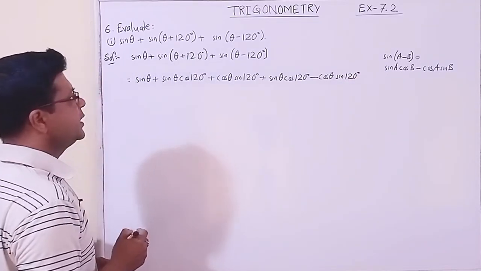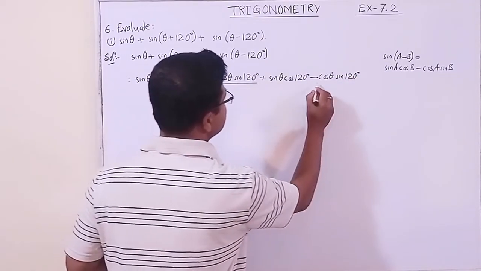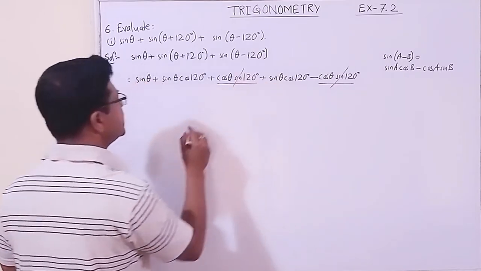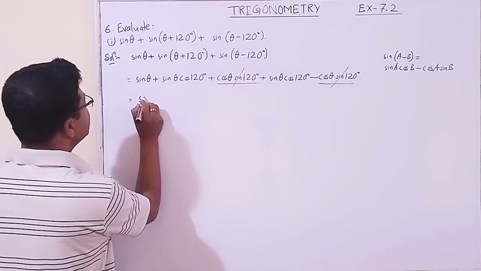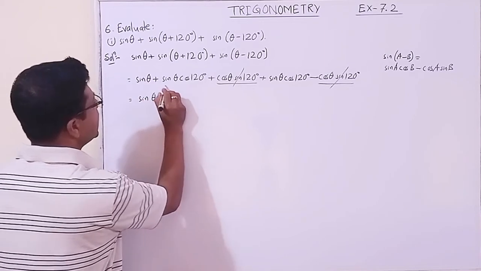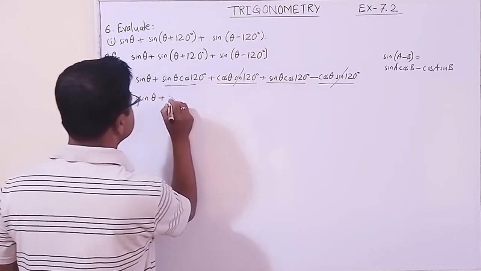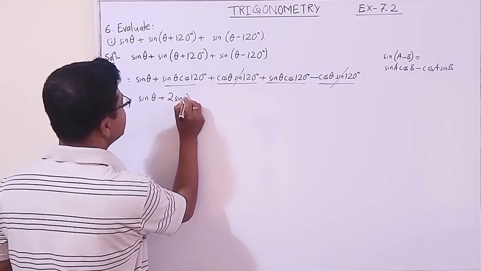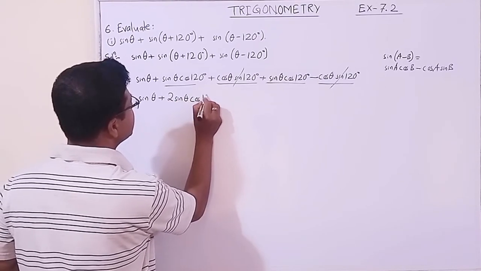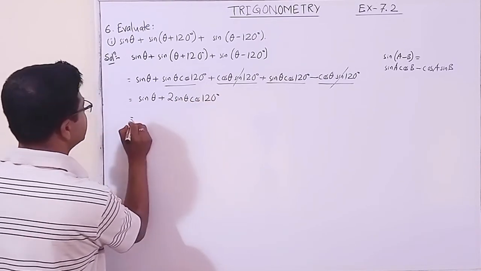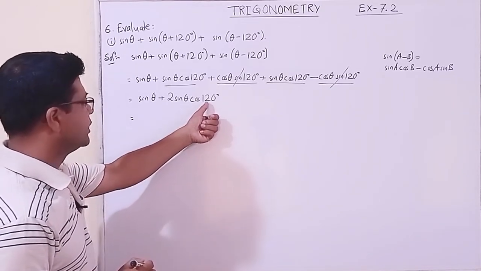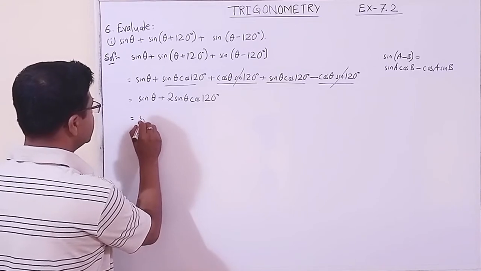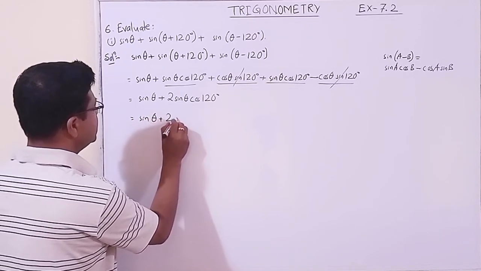Now can we cancel anything? Yes, we can cancel these two, is it not? They are equal and opposite. So if we simplify it further, what will we get? This is sin theta, and if we add these two, what are we getting? This is twice sin theta cos 120 degree, right? Now here we have to substitute the value of cos 120 degree. Let us do that. This is 2 sin theta.